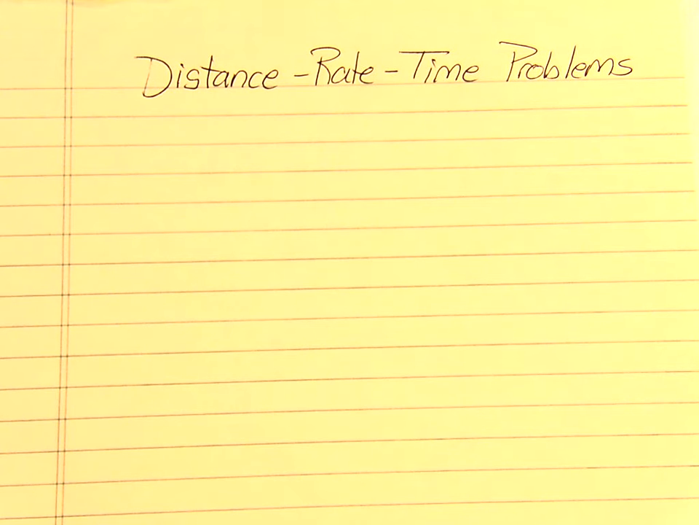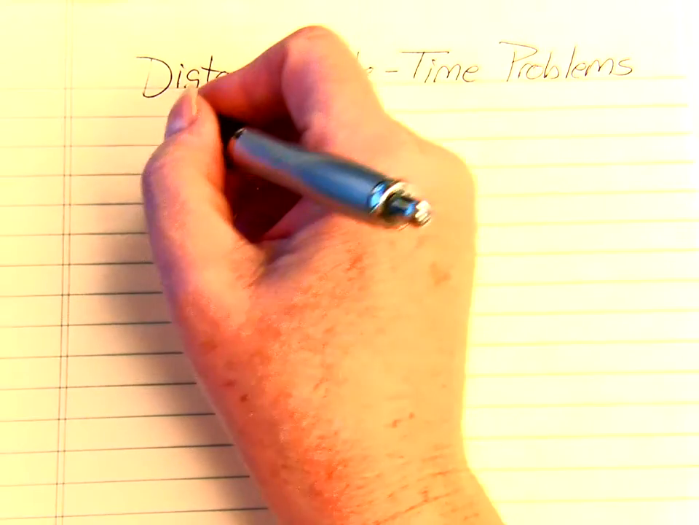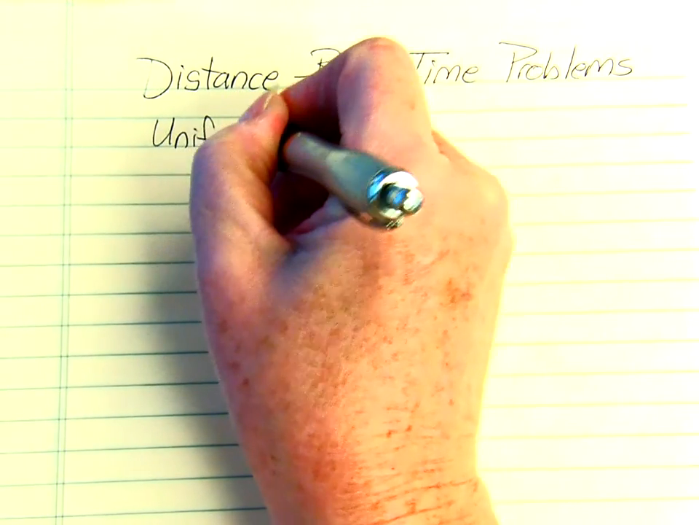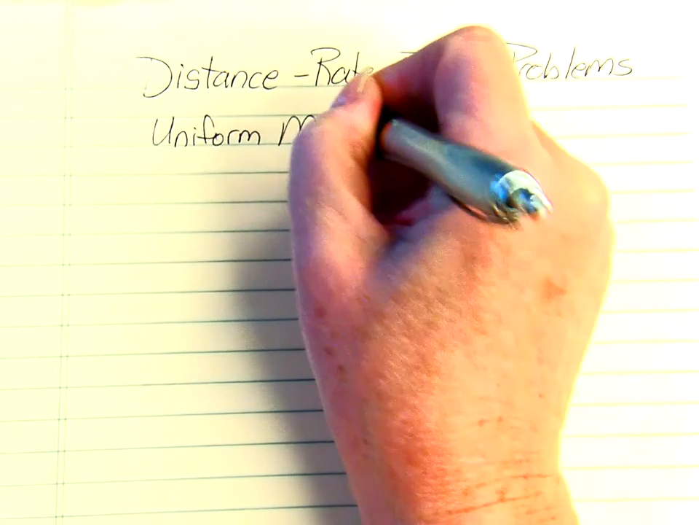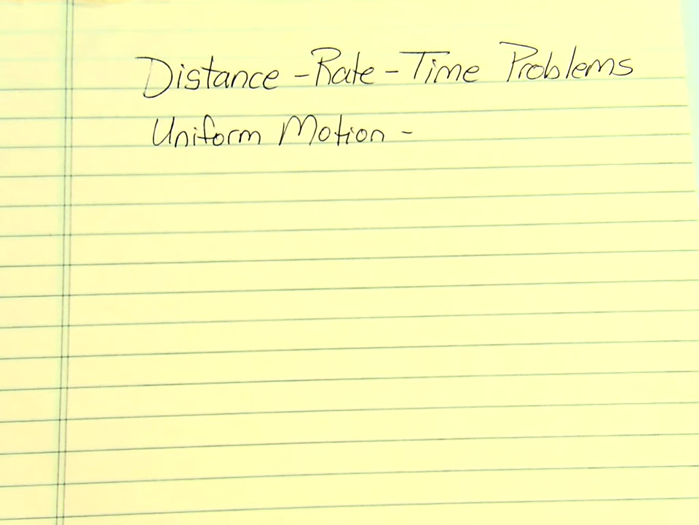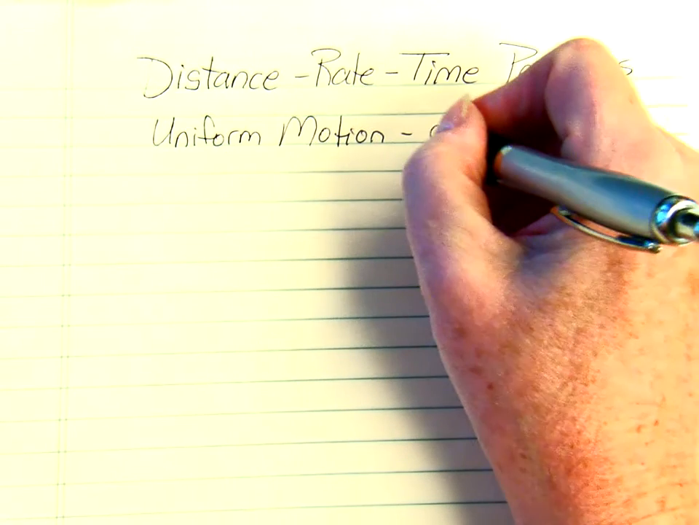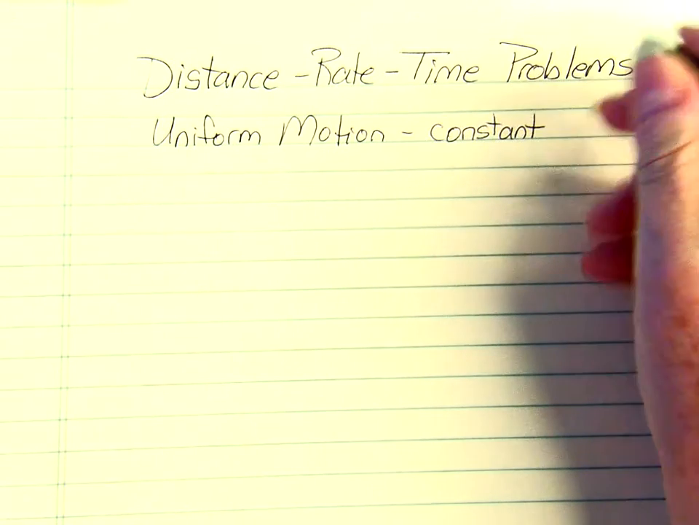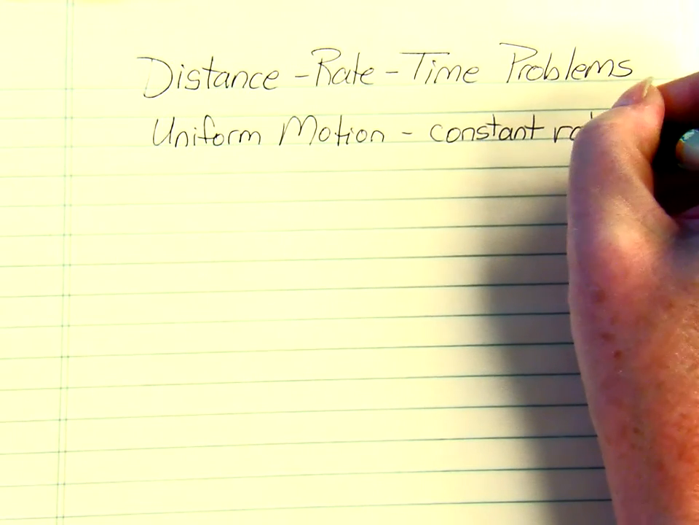Okay, so today we're going to start with our distance, rate, time problems. The first concept that we're going to discuss is uniform motion. Uniform motion says that we are going to be going at a constant rate. So in these problems, our rate is constant.